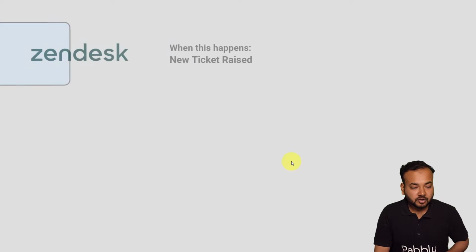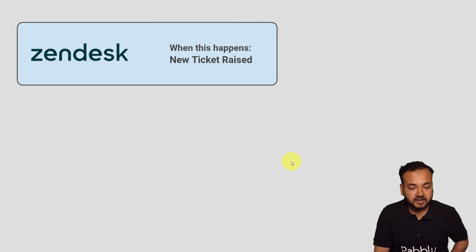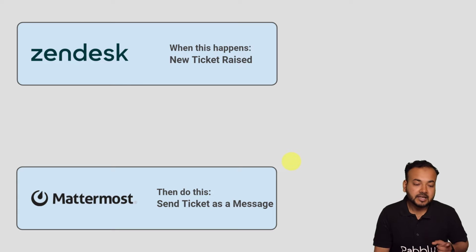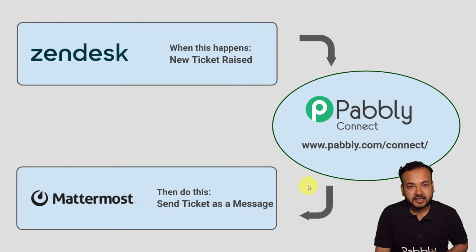So the flow of this automation is going to look like this. As and when any new ticket is raised in Zendesk, the same ticket will be delivered as a message in Mattermost application to your team. And to make this happen, we are using Pabbly Connect, which is an integration and automation tool.